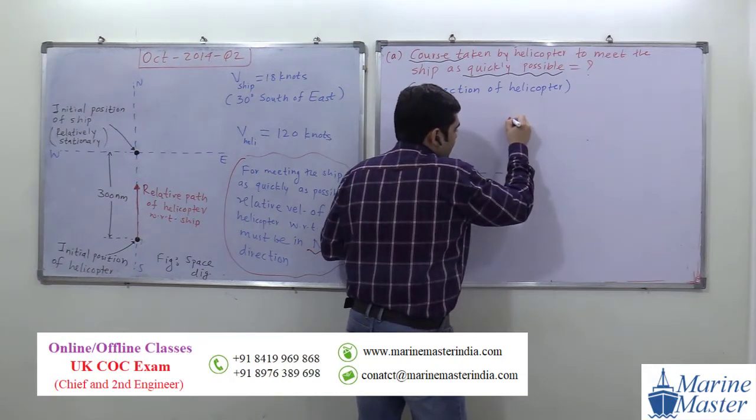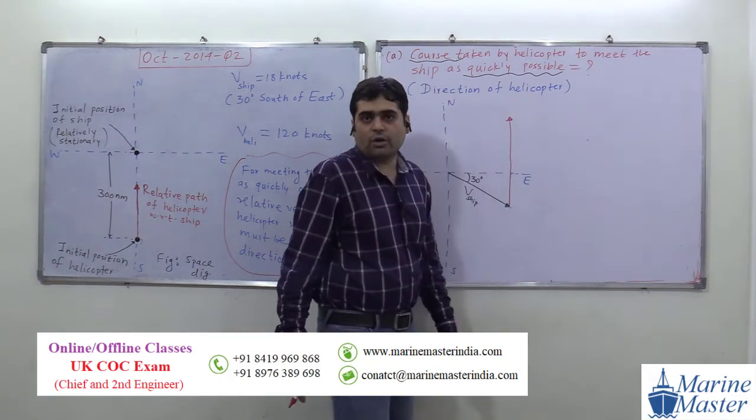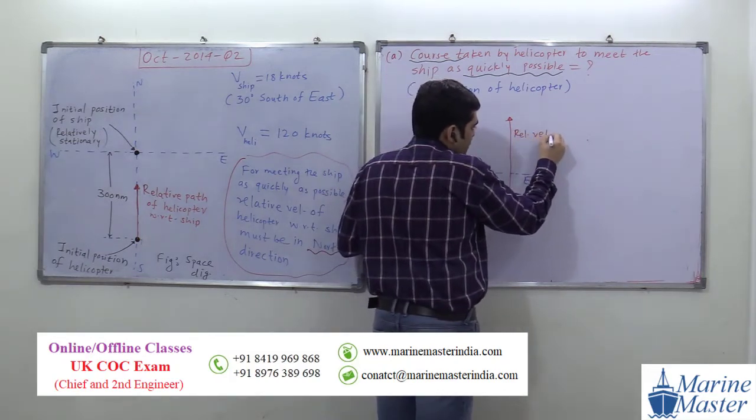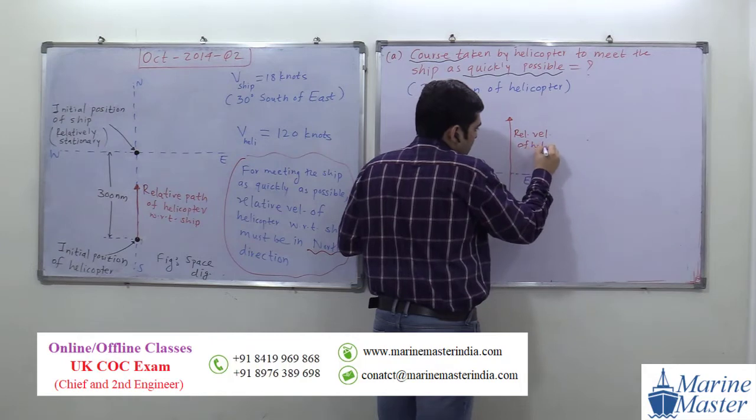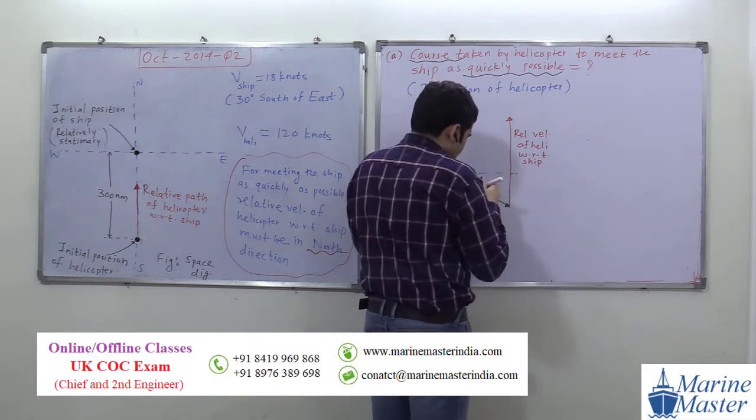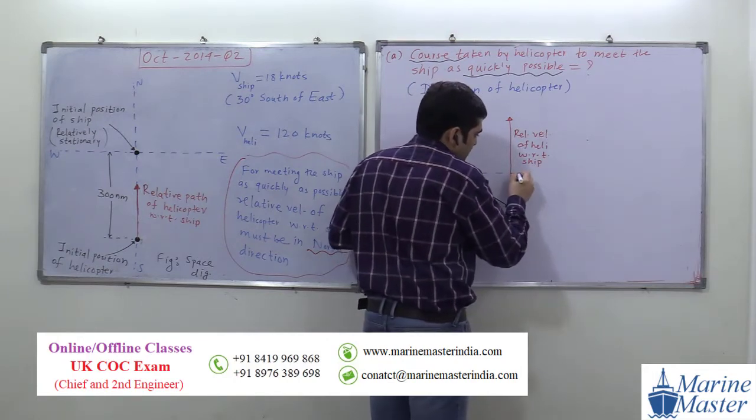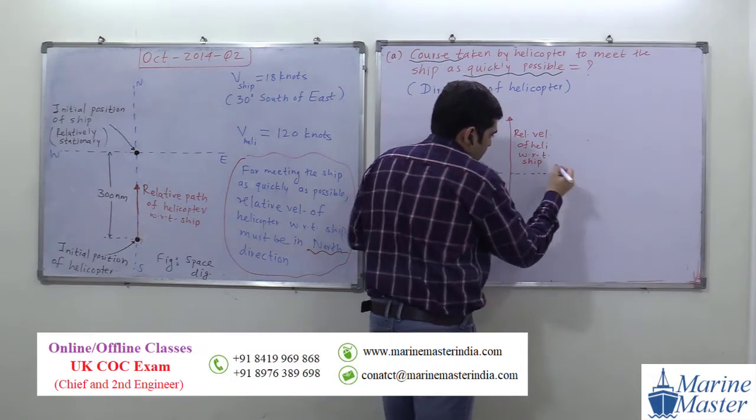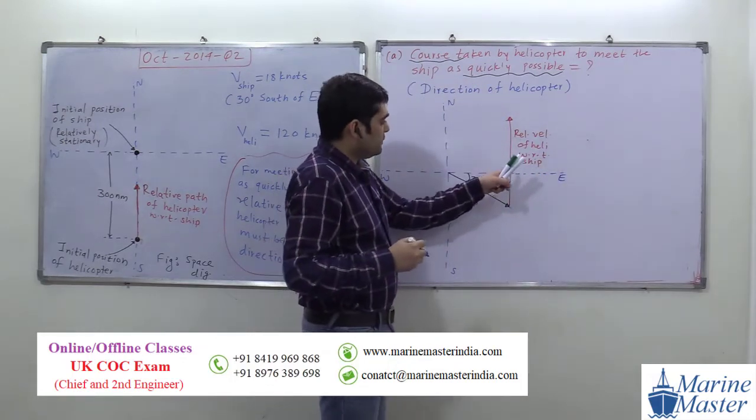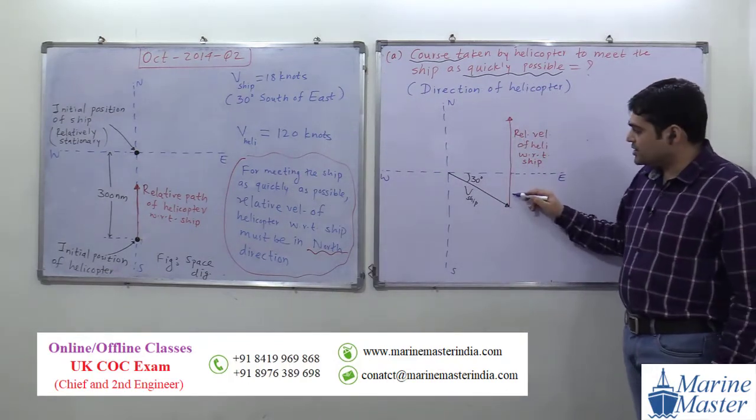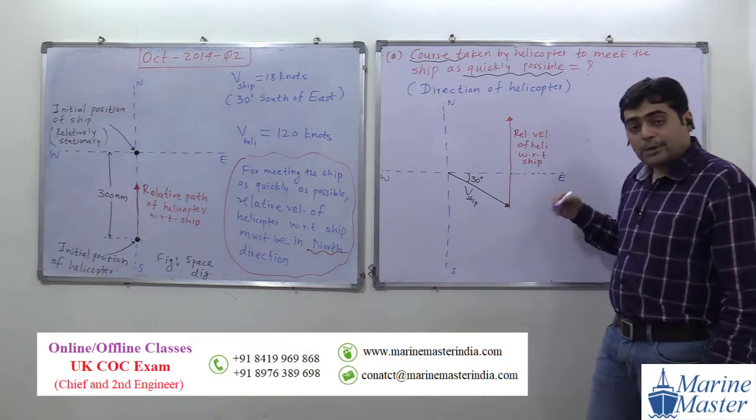So this will indicate what? This will indicate the relative velocity of helicopter with respect to ship. Okay, are you getting my point? Try to see the scenario here. And this is our east direction. Any doubt in this drawing? Any doubt in this line? Please observe this one, because here we know.